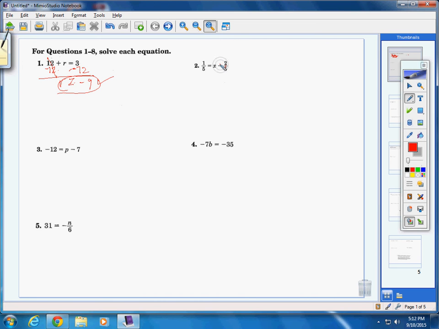Some of you might prefer to, wow, this Mimeo pad is very sensitive. Sorry, give me a second here. This is really, really sensitive.